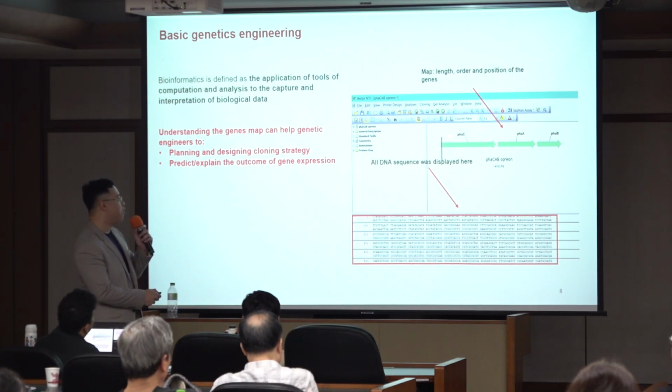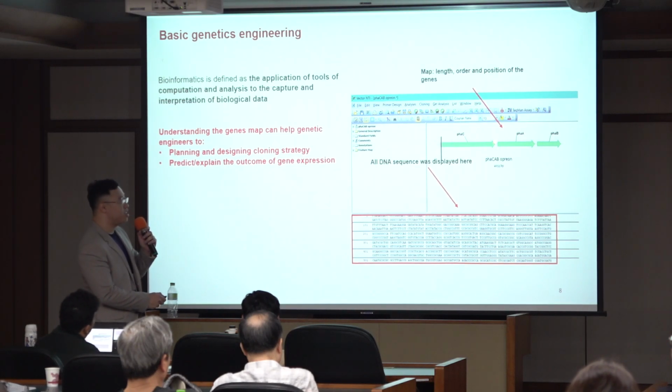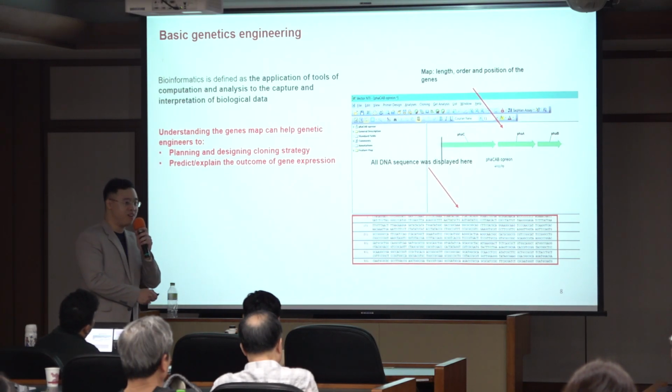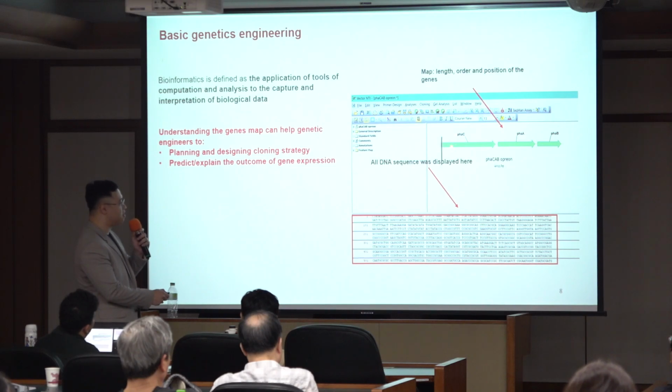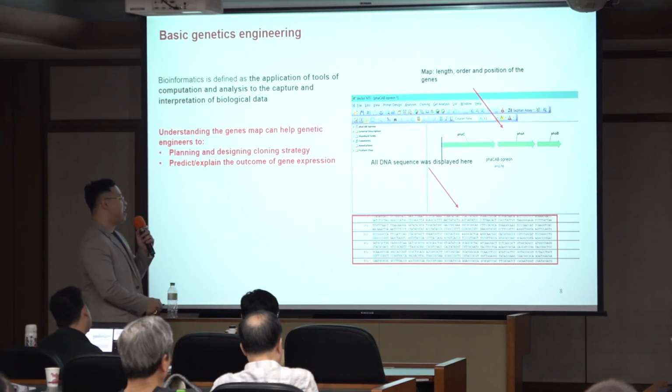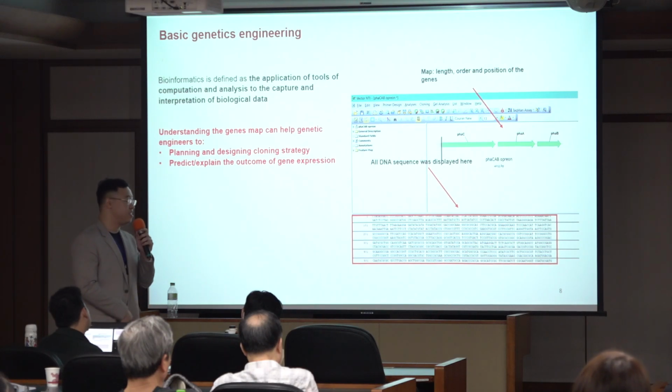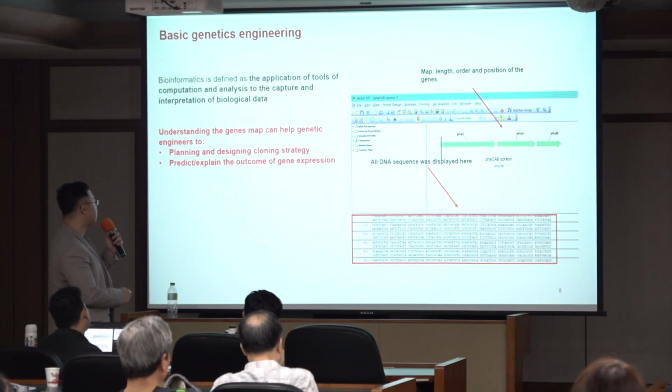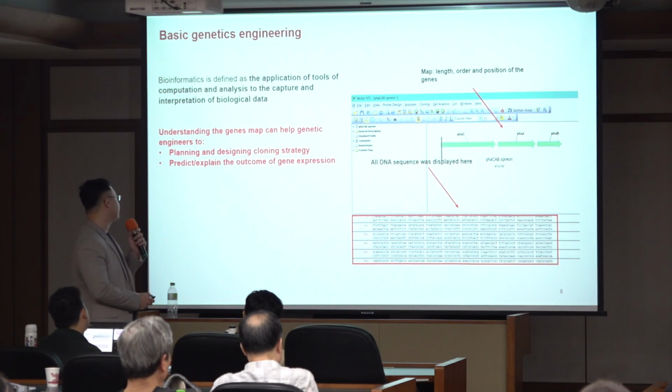So you can see all of the genes right here: the position of the gene, the order of the gene, like farC first, and then farA, and then farB. And the detailed sequence of the gene is all written here, in this software. So to understand this map is very important for the genetic engineer.